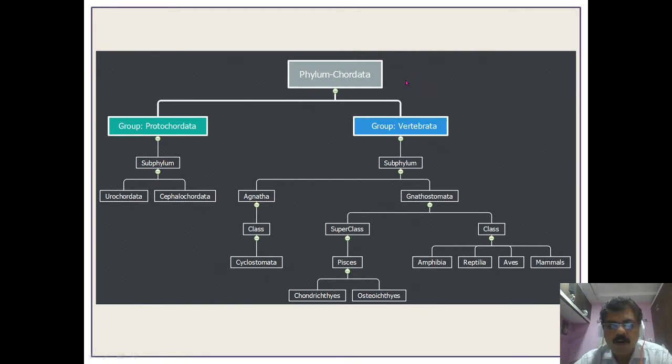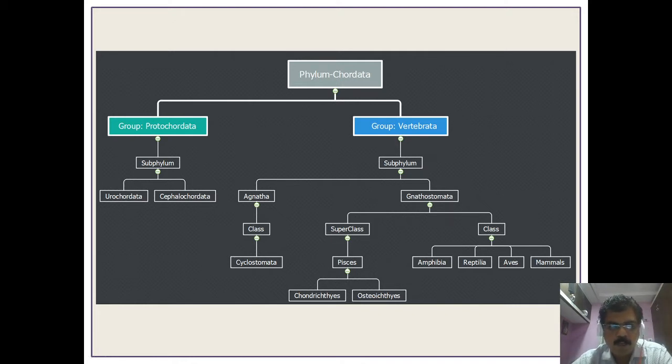The phylum Chordata is divided into two groups: Group Protochordata, which we call Acraniata, and another group, Vertebrata or Craniata. Those animals having the cranium or brain box are placed in the group Vertebrata. These animals have the vertebral column also. The group Protochordata are the Acraniates without brain box.